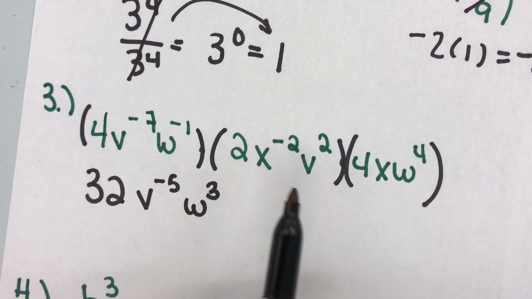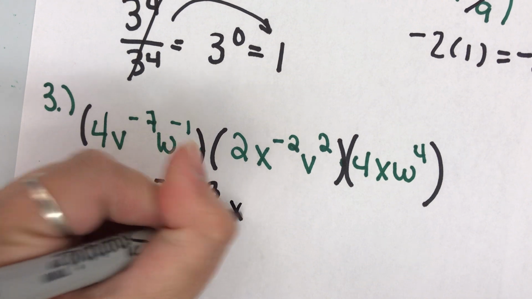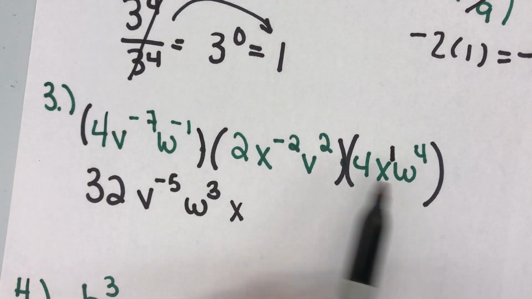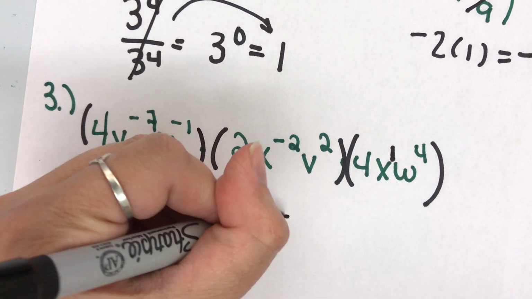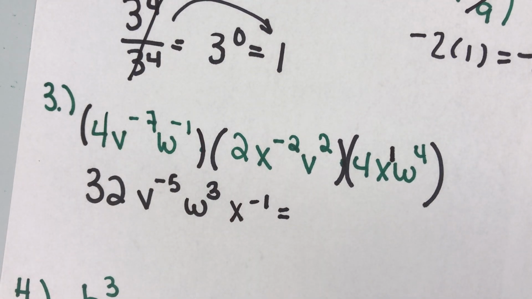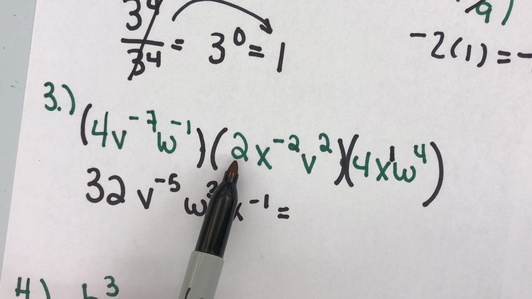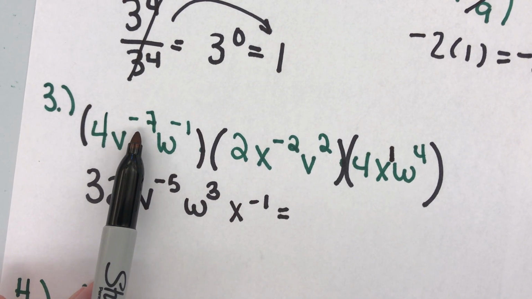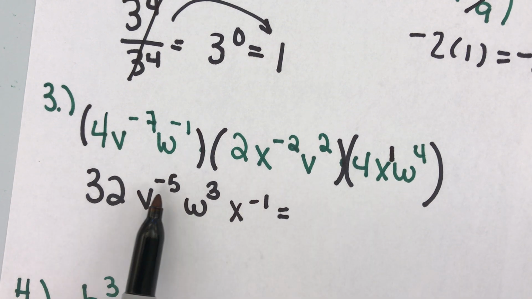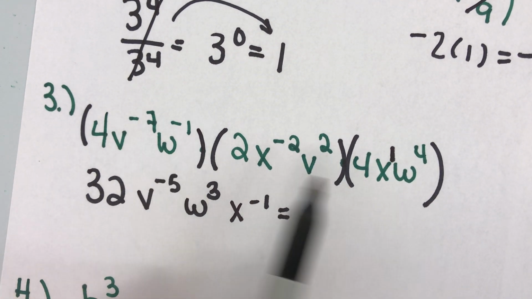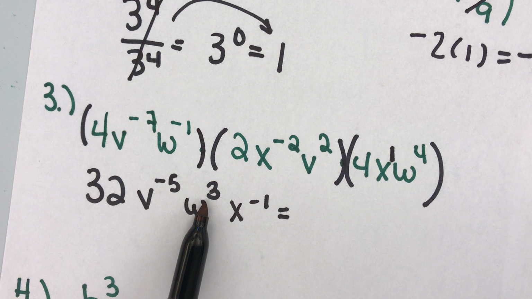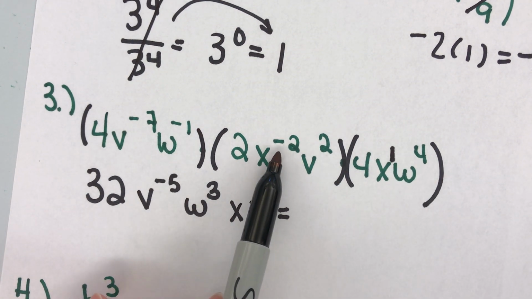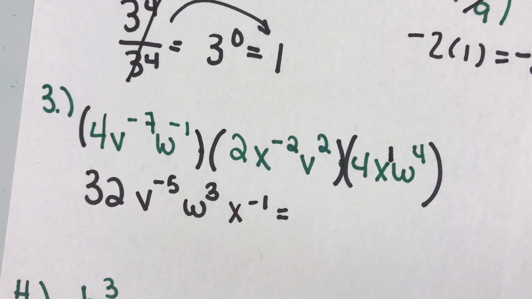Did I account for all my letters? No, I didn't. I still have an X here. X to the -2 and X to the first, -2 and 1, is X to the -1. Just going to double check all of that. 4 times 2 is 8. 8 times 4 is 32. -7 for the V and 2 gave me -5. -1 and 4 gave me 3, and it's +3 because -1 plus 4. And for the X's, it was -2 plus 1, which is a -1.